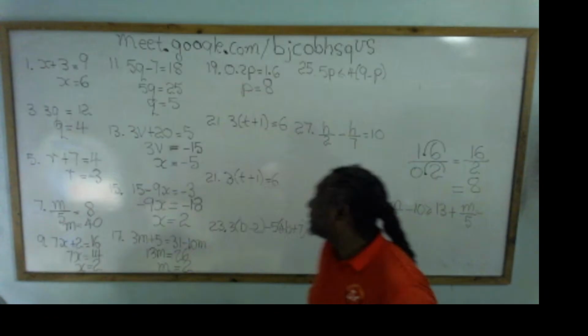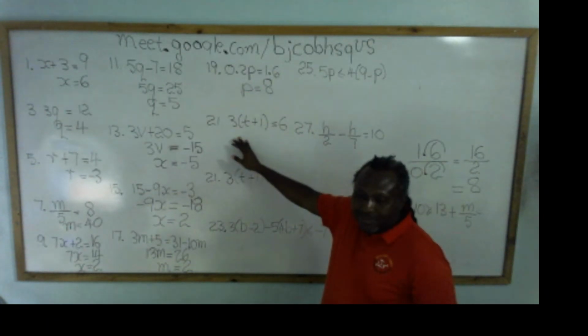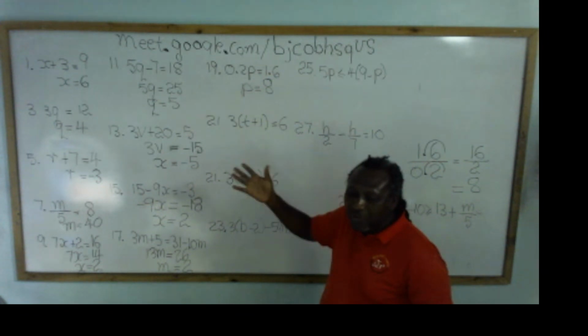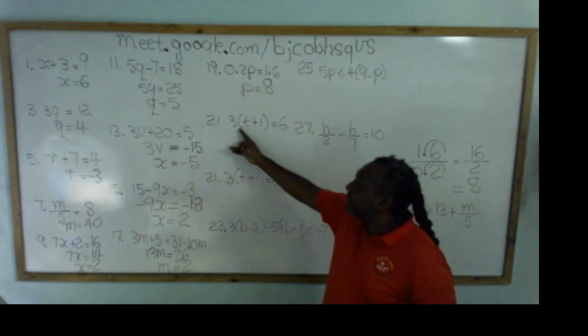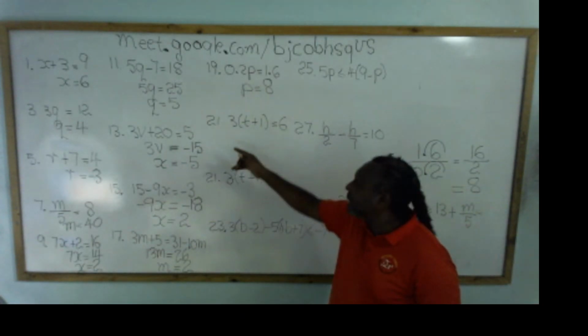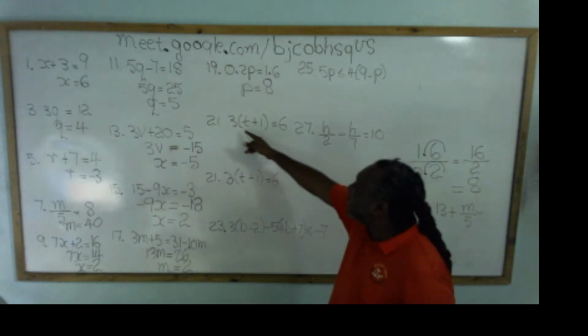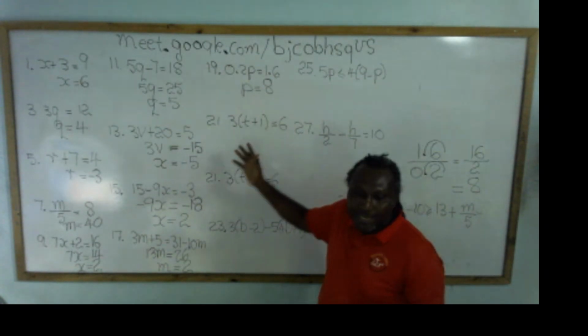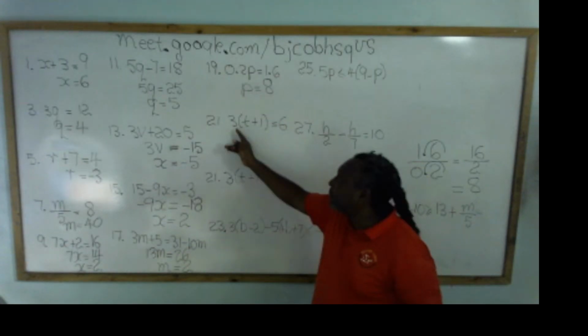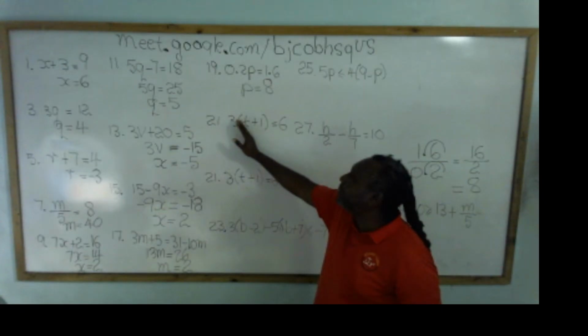Now students, when you have a problem with parentheses, as a general rule, you should not attempt to eliminate this 3 by division. But in this case, it is safe to do so because the right hand side is also a multiple of 3. So if you divide this side by 3, why can we do that? Because the presence of the 3 here is saying that 3 is being multiplied by this.